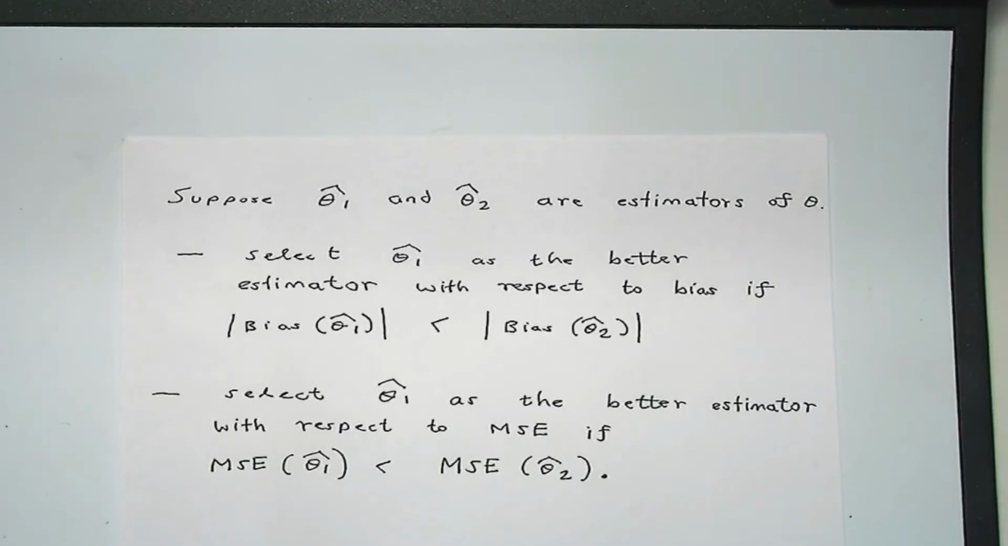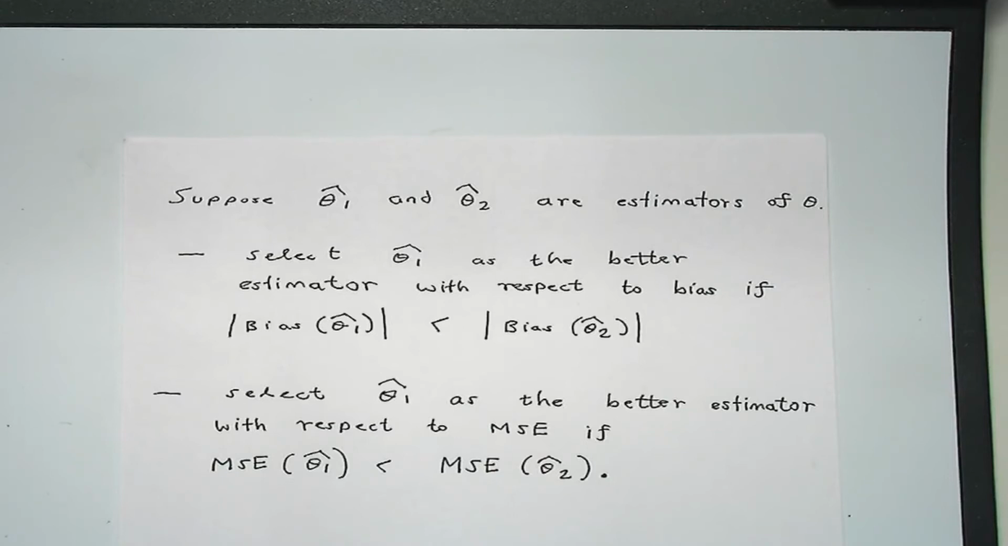So it depends on whether you like to minimize the bias or like to minimize the MSE. So if the bias is more important for the study you are taking, you will choose the estimator that has smaller bias. If for the study you are taking, the MSE is more important than bias, then you will choose the estimator that is smaller with respect to MSE. Right? Okay.